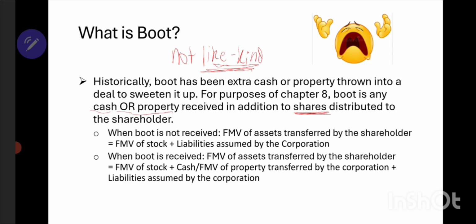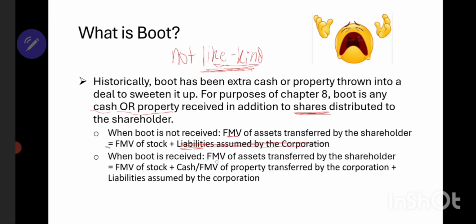So the second part of this is just an observation that I made while I was going through the what ifs. When boot is not received, the fair market value of assets transferred by the shareholders equals the fair market value of stock plus those liabilities assumed by the corporation. If there are no liabilities, then we just cross that out and we just say the fair market value of assets transferred by the shareholder equals the fair market value of stock. That's a lot like what we were seeing in that second slide, right? That the fair market value minus the tax basis equals the gain, right? But if there's no gain, then the fair market value of assets equals the fair market value of stock.